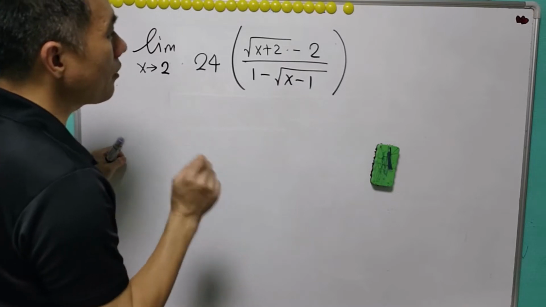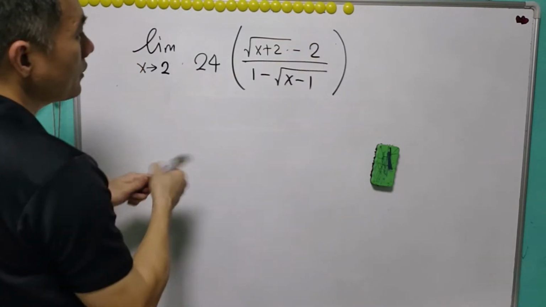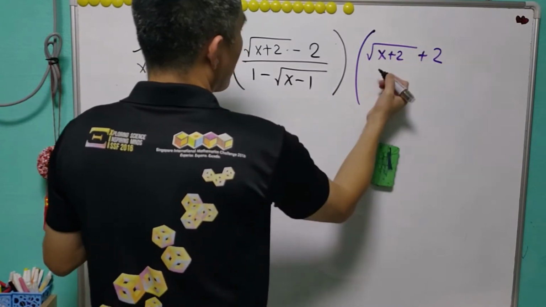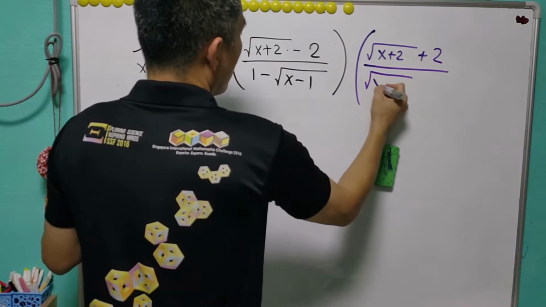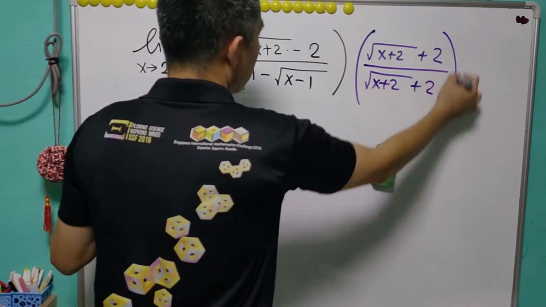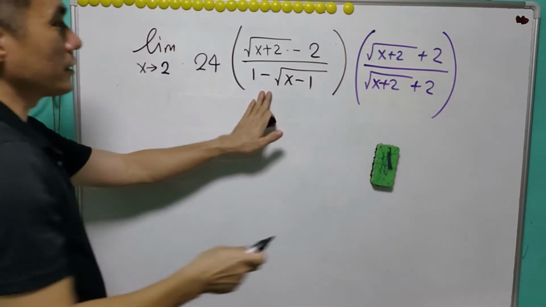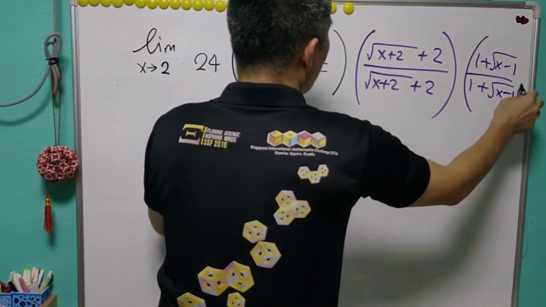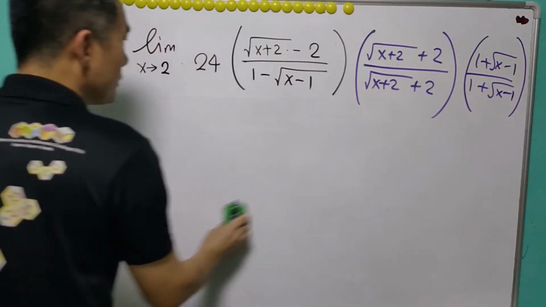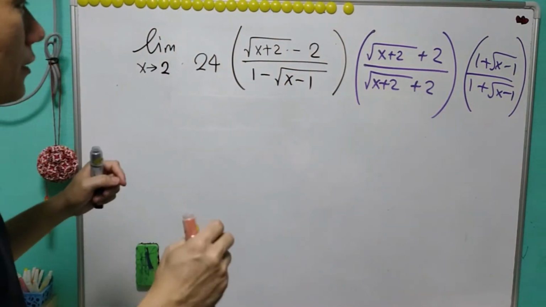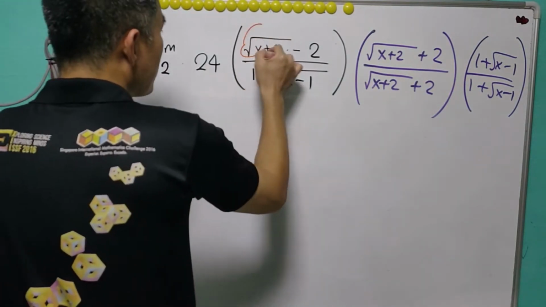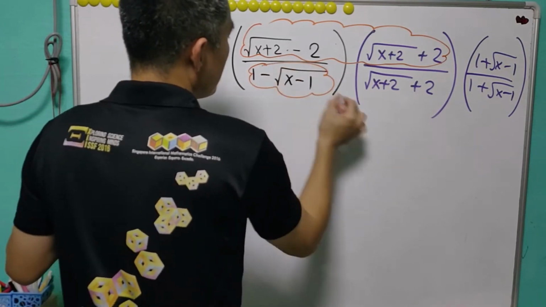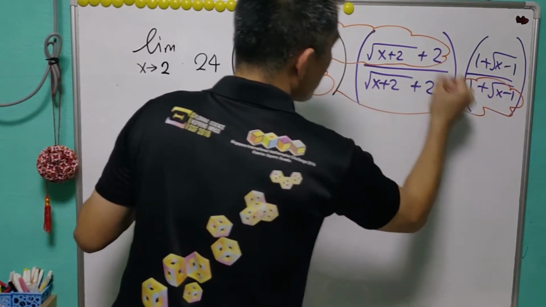We use the idea of conjugate. For the numerator, we will multiply with square root of x plus 2 plus 2. And we need to divide square root of x plus 2 plus 2 again. For the denominator, we need to multiply with 1 plus square root of x minus 1 over 1 plus square root of x minus 1. Then we need to join these two expressions. And for the denominator, we need to join these two expressions.